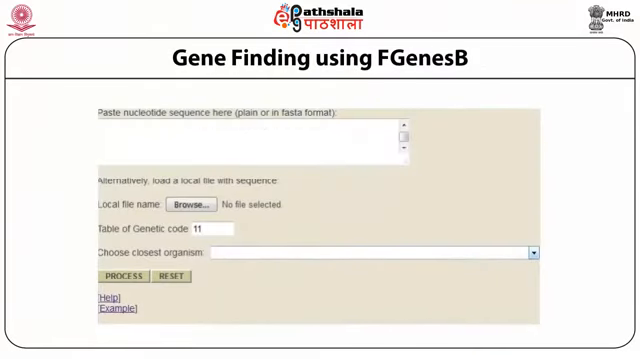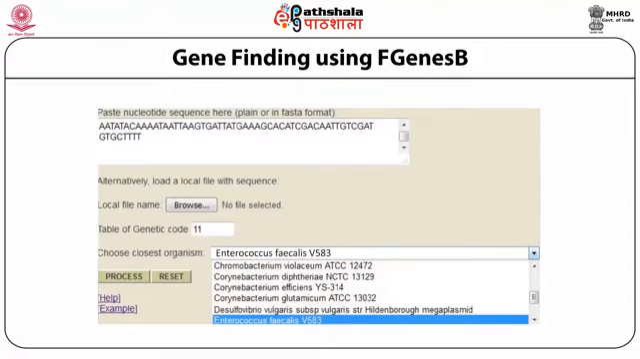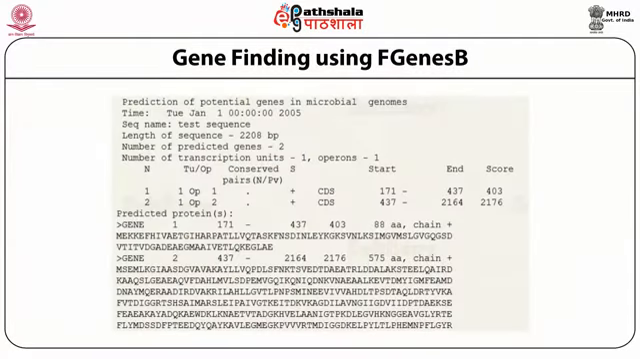In the following page, paste the sequence of the constructed operon, select Enterococcus faecalis and click the Process button. This prediction shows two genes, first from position 171 to 437 and second from 437 to 2164. This confirms the gene prediction of the two genes using GeneMarkS.